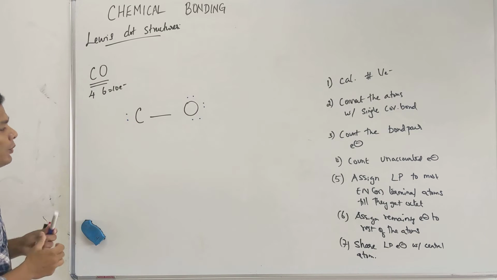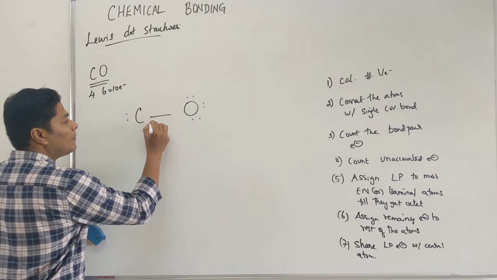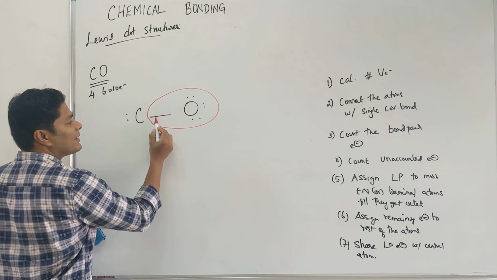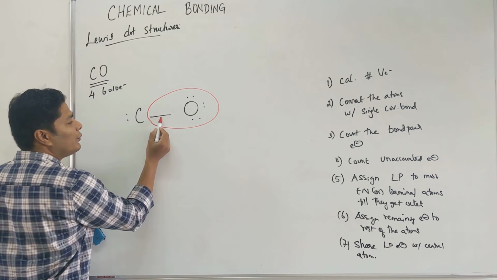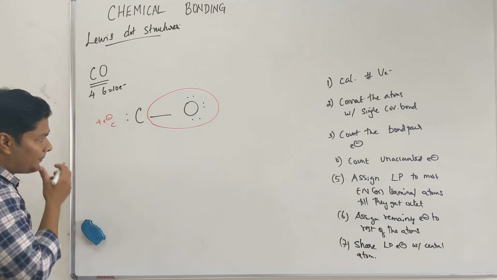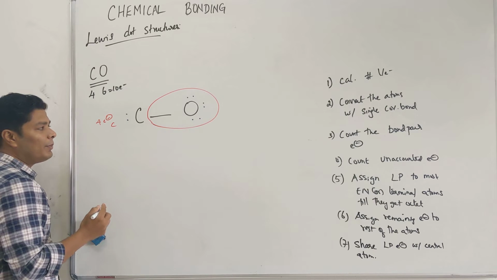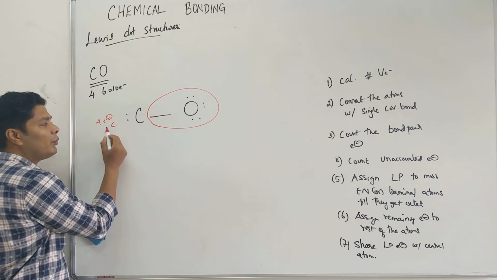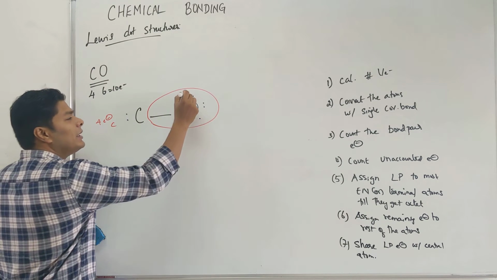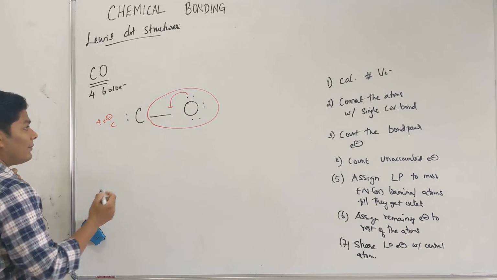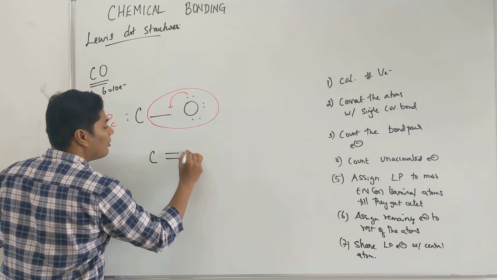Alright. So now when you look at octet, this is octet, 8 electrons: 2, 4, 6, 7, 8. This has only 2 plus 2, 4 electrons for carbon. Not enough. So I want to make multiple bonds. In the bond you are sharing 4 electrons. That tells me one thing: this electron has to be moved. When I move that electron, I end up with carbon double bond oxygen.